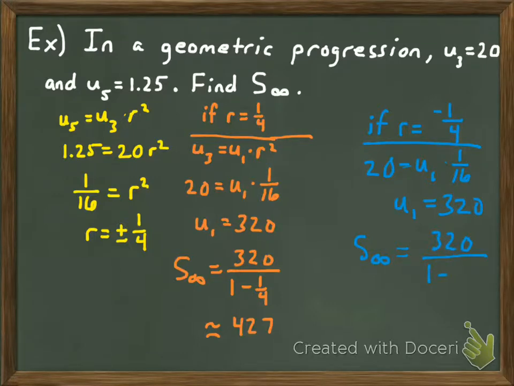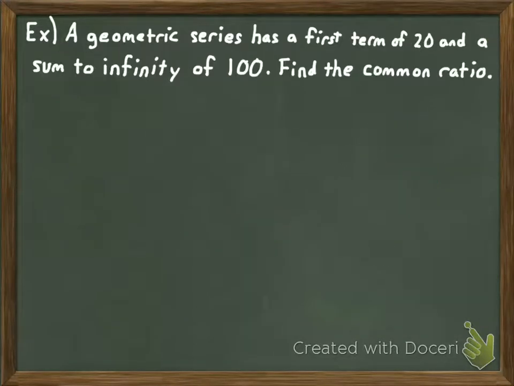1 minus negative 1/4, excuse me. And 1 minus negative 1/4 is 5/4. 320 divided by 5/4 is exactly 256. All right, there you go. Very simple formula to use, isn't it? Let's look at another example.